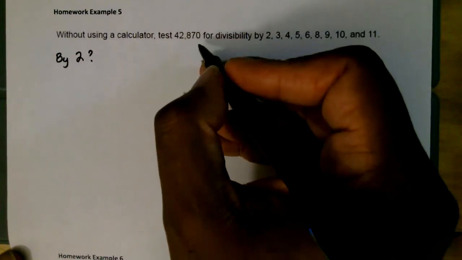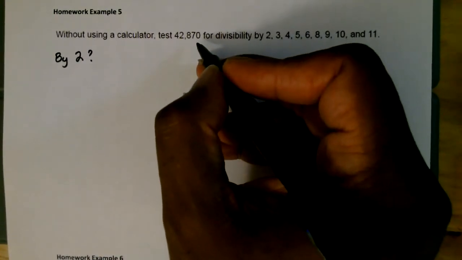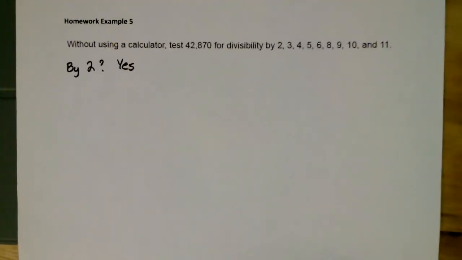Is it divisible by 2? Well, it ends in 0, so that means it is divisible by 2. But to be divisible by 2, it must end in 0, 2, 4, 6, or 8. Okay. What about by 3?